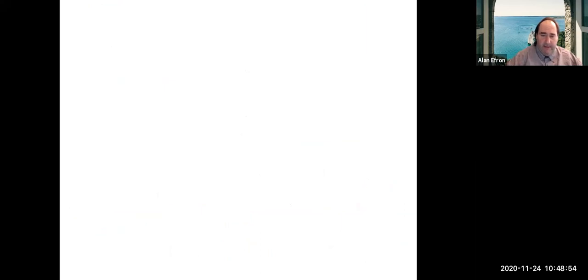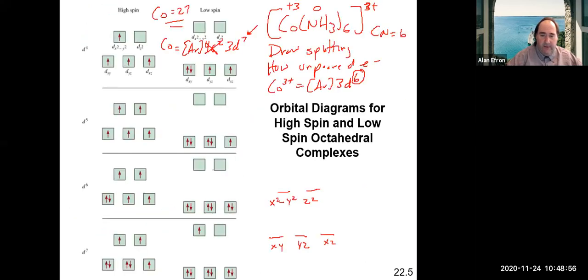And what that means is, where did I go there? There it is. So if we do this as strong field, we would distribute our 6 electrons as follows: 1, 2, 3. Because this is strong field, we would then go back and put them on the lower ones, and we would actually end up with no unpaired electrons in this case.